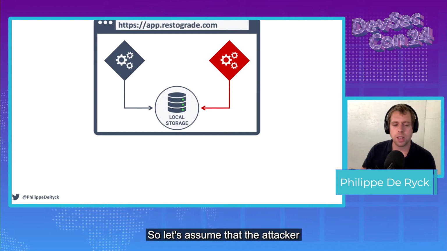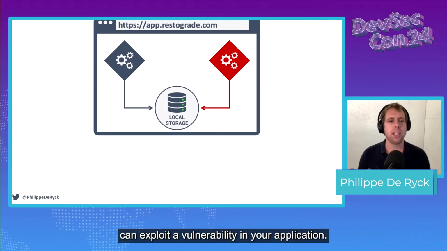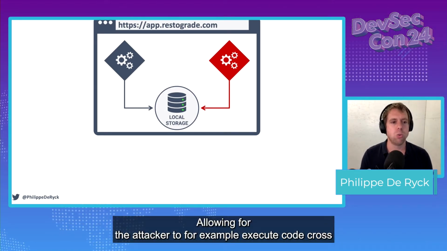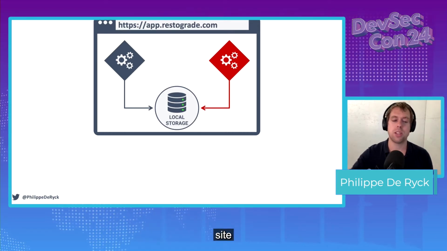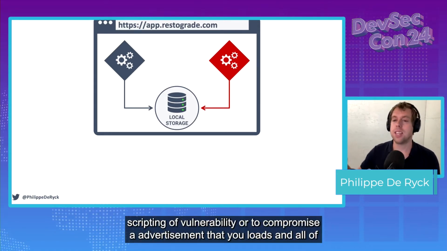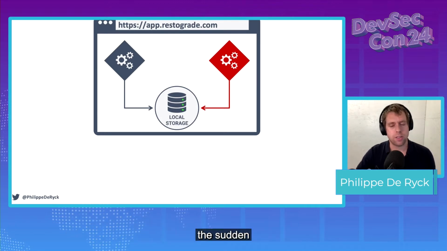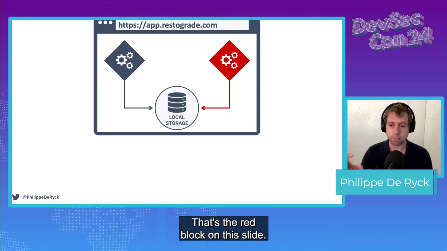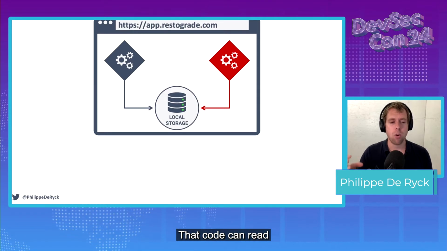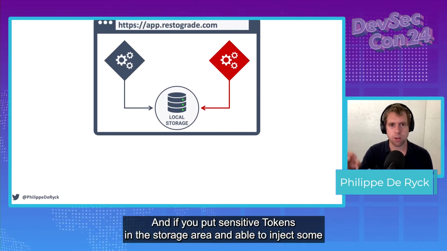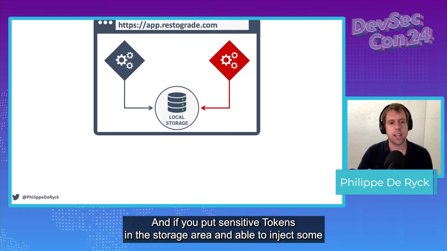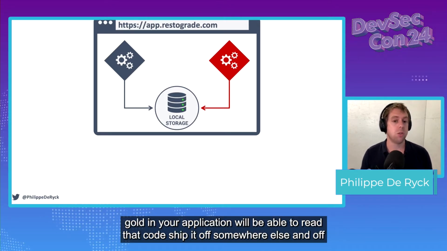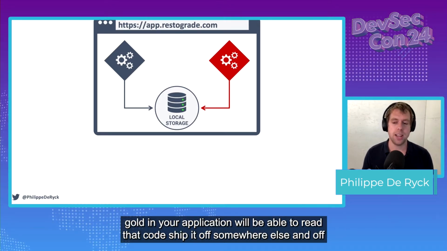So let's assume that the attacker can exploit a vulnerability in your application, allowing the attacker to, for example, execute code through a cross-site scripting vulnerability, or to compromise an advertisement that you load, and all of a sudden code executes in your application. That's the red block on this slide. That code can read local storage. And if you put sensitive tokens in that local storage area, an attacker able to inject some code in your application will be able to read that code, ship it off somewhere else, and off you go.